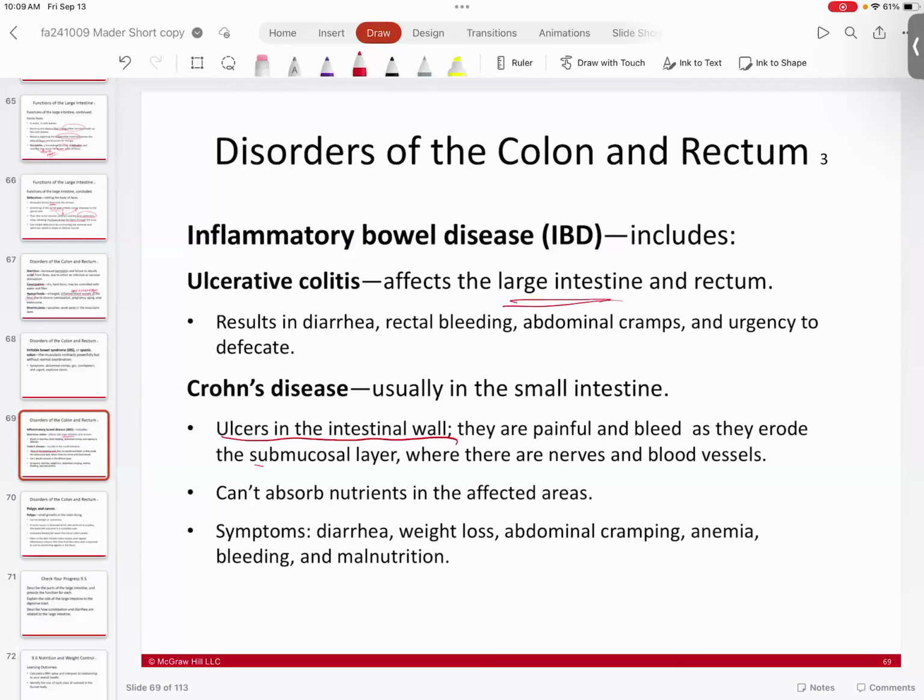They'll often erode that connective tissue layer underneath the mucosa, that submucosal layer. This is where you have nerves and blood vessels. This is the reason why there's pain associated with this, right? If this is happening to your submucosal layer, you're unable to absorb those nutrients very easily, because that's where your capillaries are to absorb those nutrients. If they're having a problem because of these ulcers, you're not going to be able to do that. And so you have the same types of symptoms: diarrhea, cramping, things like that.